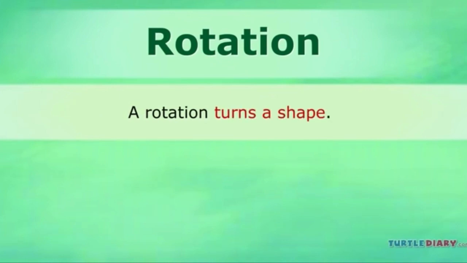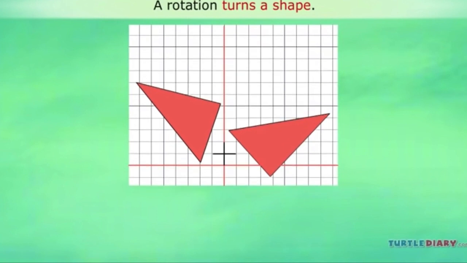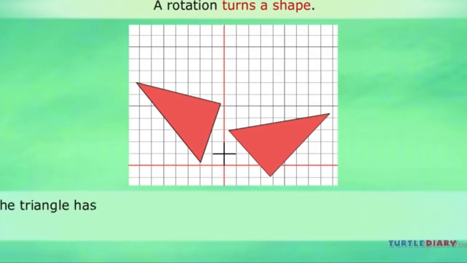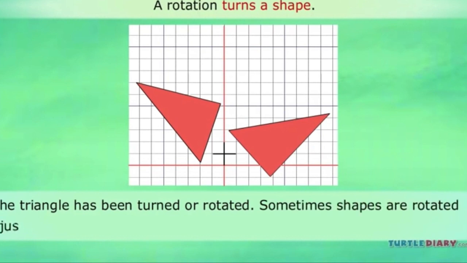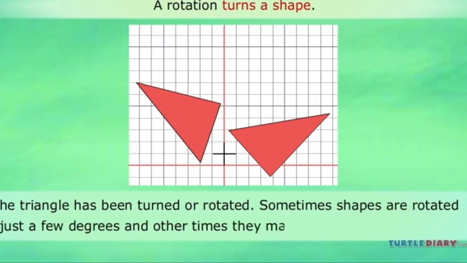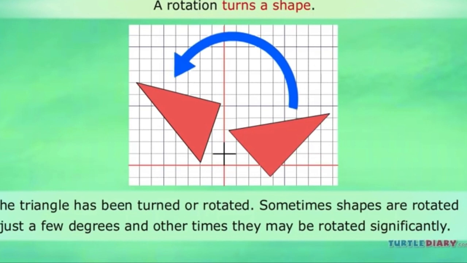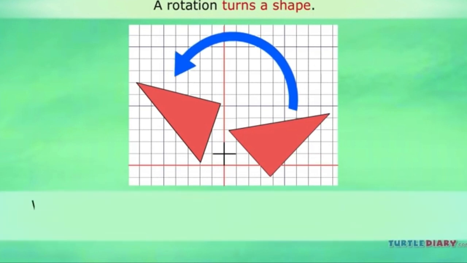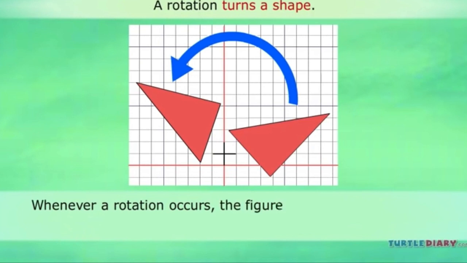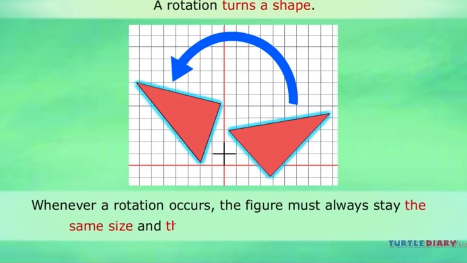Rotation. A rotation turns a shape. In this example, the triangle has been turned or rotated. Sometimes shapes are rotated just a few degrees, and other times they may be rotated significantly. In this example, the triangle was rotated counterclockwise. Whenever a rotation occurs, the figure must always stay the same size and the same shape. It is only turned.